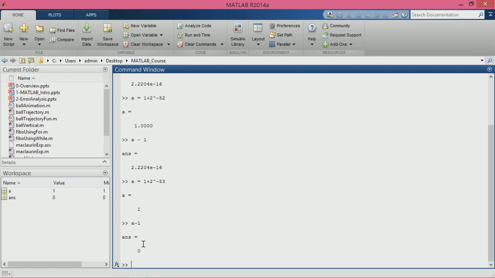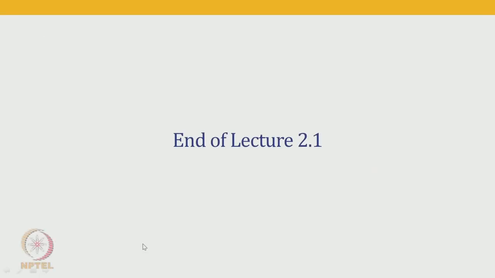So, with this we come to the end of this particular lecture. In this lecture we covered two important concepts. The first is the truncation error: because we are going to truncate an infinite series to a finite number of terms, there is going to be an inherent error that is associated with that truncation.